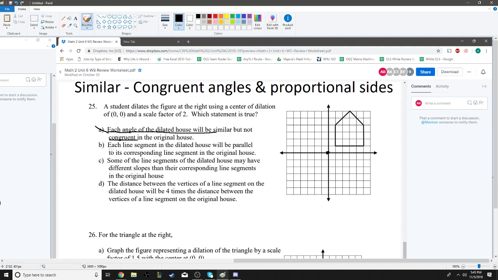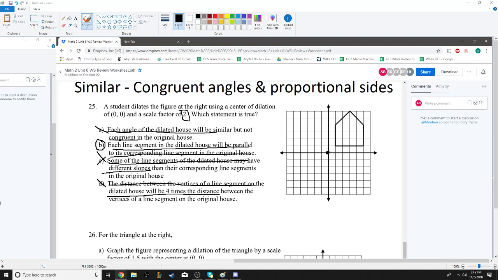So B, each line segment in the dilated house will be parallel to its corresponding line segment in the original house. That is true, because if all of the angles are the same, that means all of the sides are going to be facing the same direction. Some of the line segments of the dilated house may have different slopes. Nope. The distance between the vertices of the line segment on the dilated house will be 4 times the distance. It's a scale factor of 2, which means it should be 2 times the distance. So your answer is B.